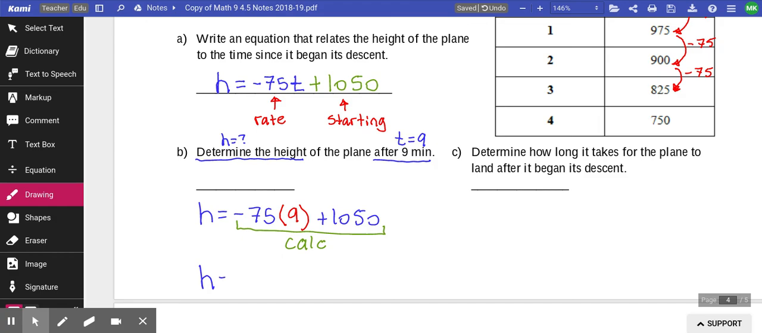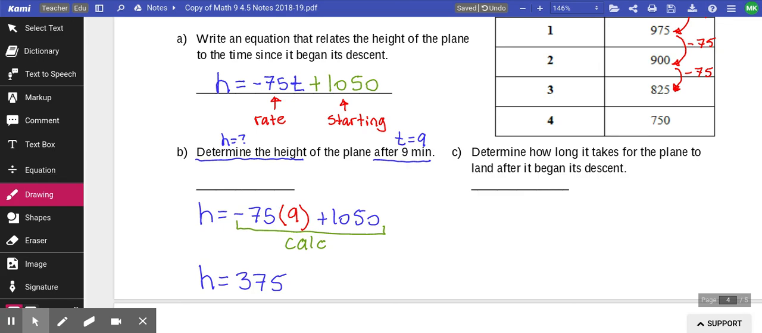375, thank you. People agree with 375? Yeah, see some nods around there. Good. Consensus wins, even if it's wrong. So that means the height of the plane is 375 meters after 9 minutes.